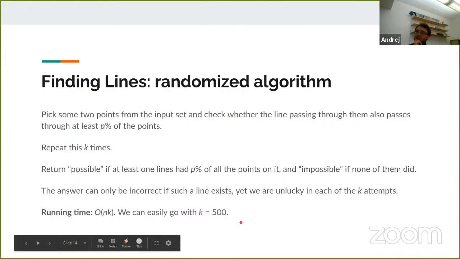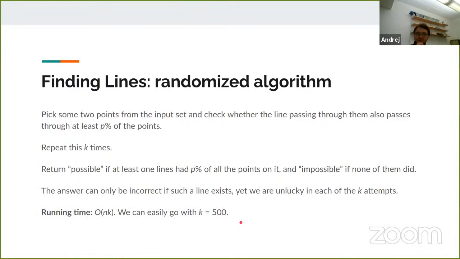The running time of this algorithm is very simple. It's just O(n times k), so k affects the running time. If you've chosen a fixed pair of points that define a line, then going through all the points is just O(n). So if n is up to 10^5, then we can easily get away with k equals 500.